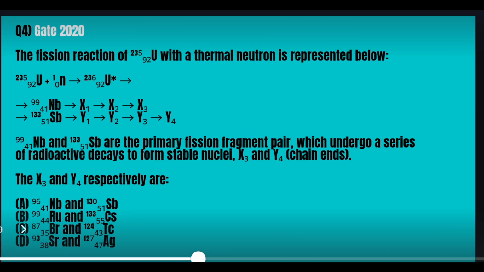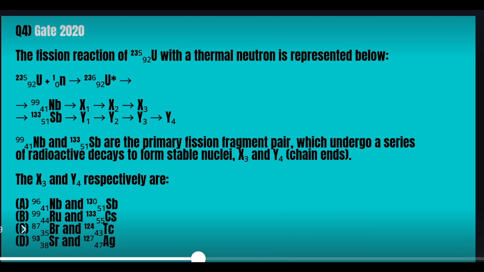Now let's move to the third question. This was asked in GATE 2020. The fission reaction of uranium 235, 92 with a thermal neutron is represented below. Uranium 235, 92 plus neutron 1, 0 gives rise to uranium star 236, 92. That gives rise to, there are two possibilities. Nb 99, 41, that gives rise to X1, X2 and X3. And another chance is Sb 133, 51, that gives rise to Y1, Y2, Y3 and Y4.